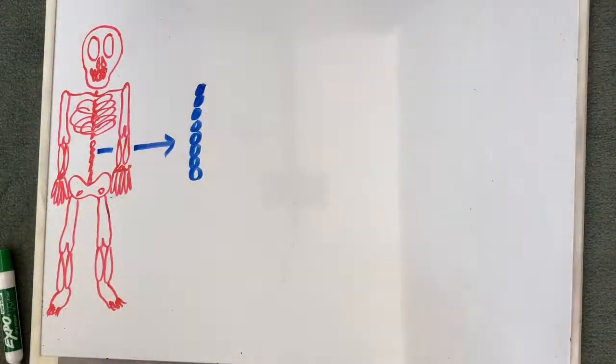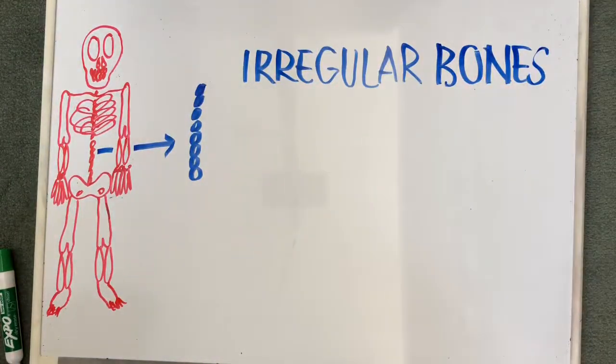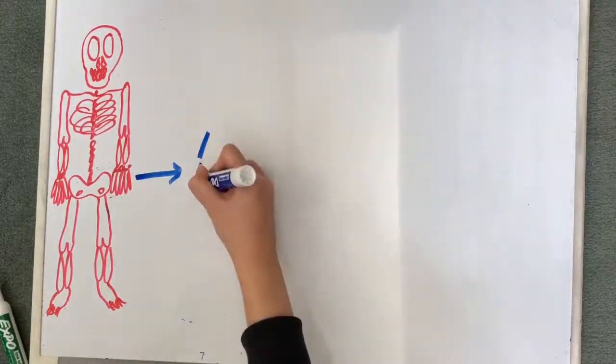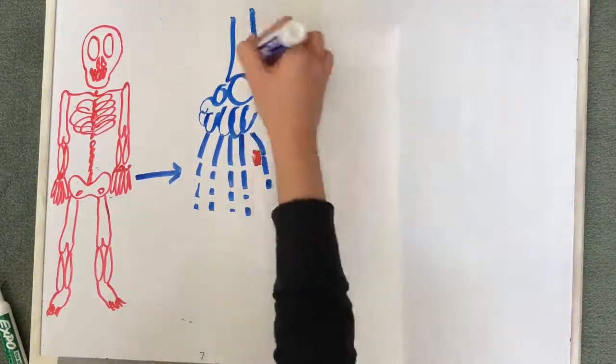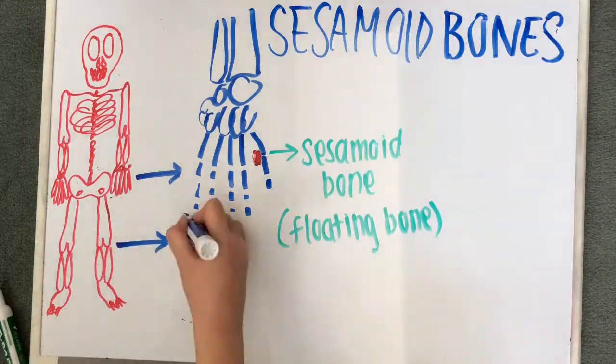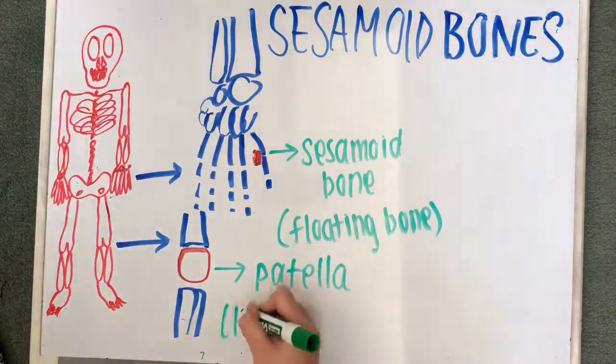Irregular bones are bones such as the vertebrae that visually do not classify as long or flat, therefore irregular. Sesamoid bones are small flat bones wrapped within tendons that move over bony surfaces. A well-known sesamoid is the patella, also known as the kneecap.